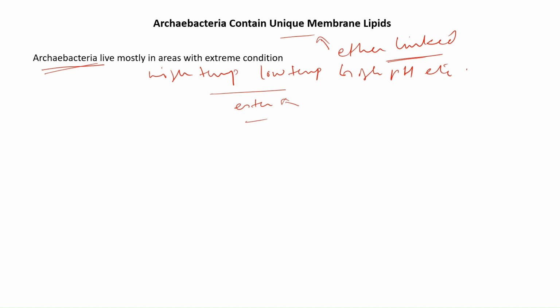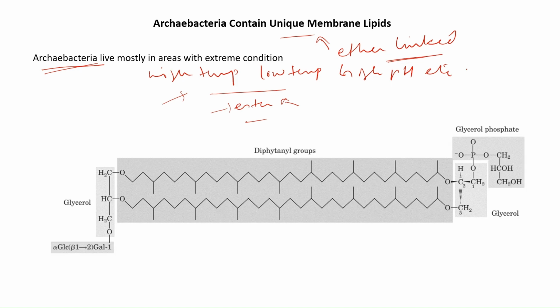So in these extreme conditions, ester bonds are more likely to be broken down. This is an example. This is a glycerol backbone connected with a diphytanyl group. Again, the group is connected with glycerol, and that is connected with glycerol phosphate. So this is an ether linkage, this is an ether linkage, here this one is an ether linkage and here this one is an ether linkage. So four ether linkages are present.